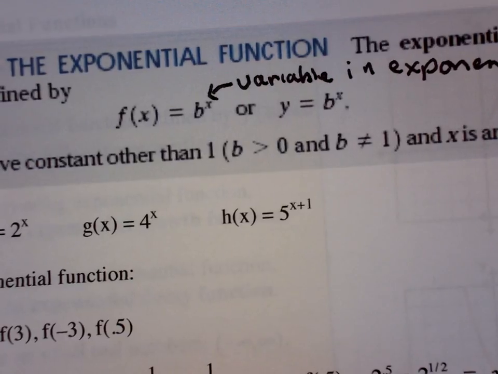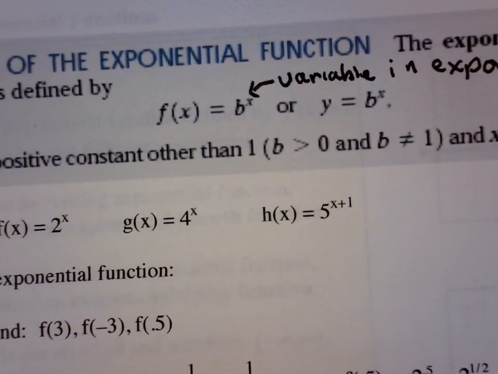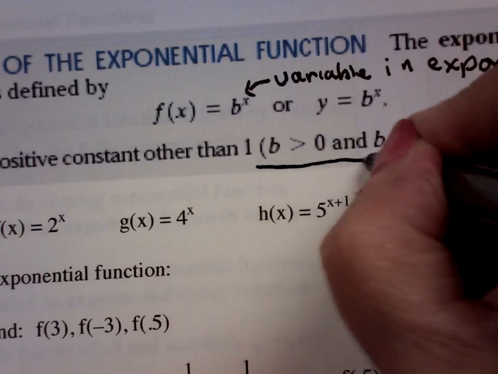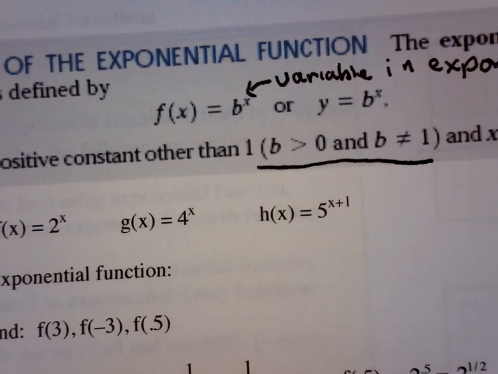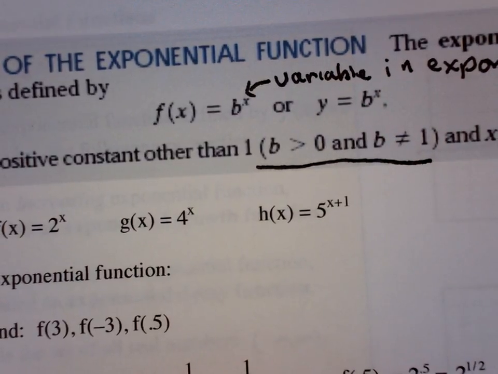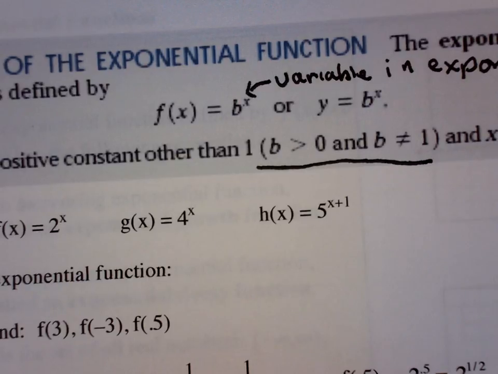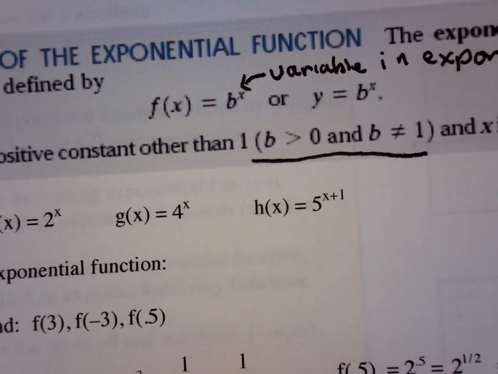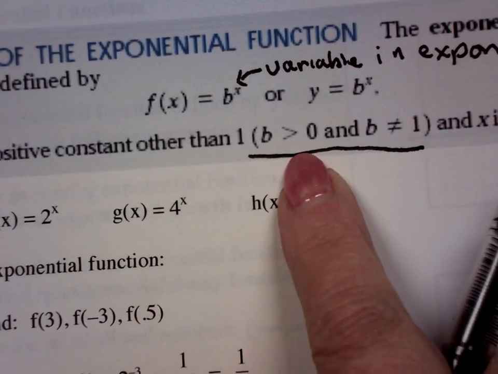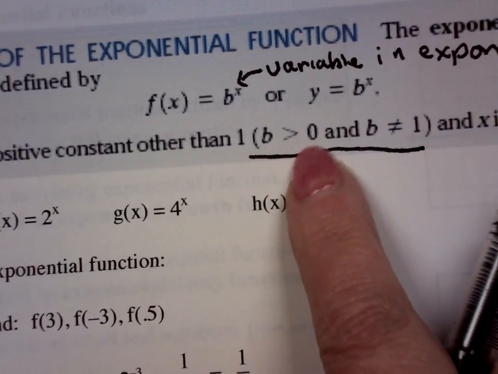B is a positive constant. So in other words, b has to be greater than 0. B is not equal to 1. Well, if b is a base, that means that's something you're raising to a power. Raising 1 to some power doesn't make any sense. 1 to the 100th power is still 1. So the base can't be 1, and the base is going to be defined to be positive.